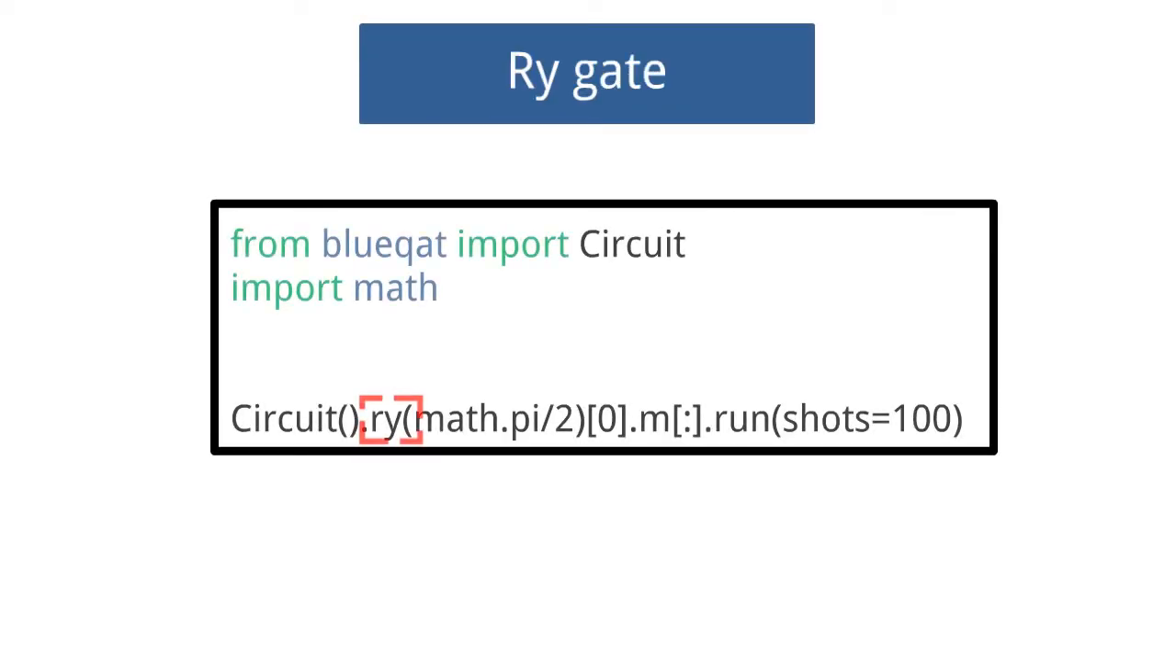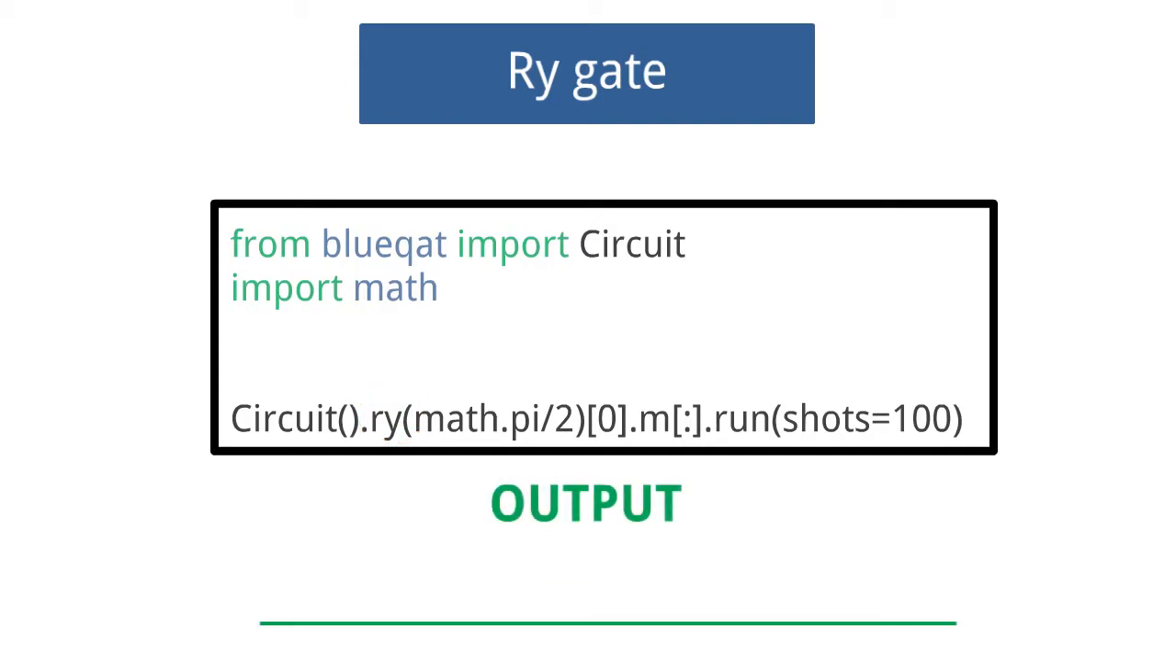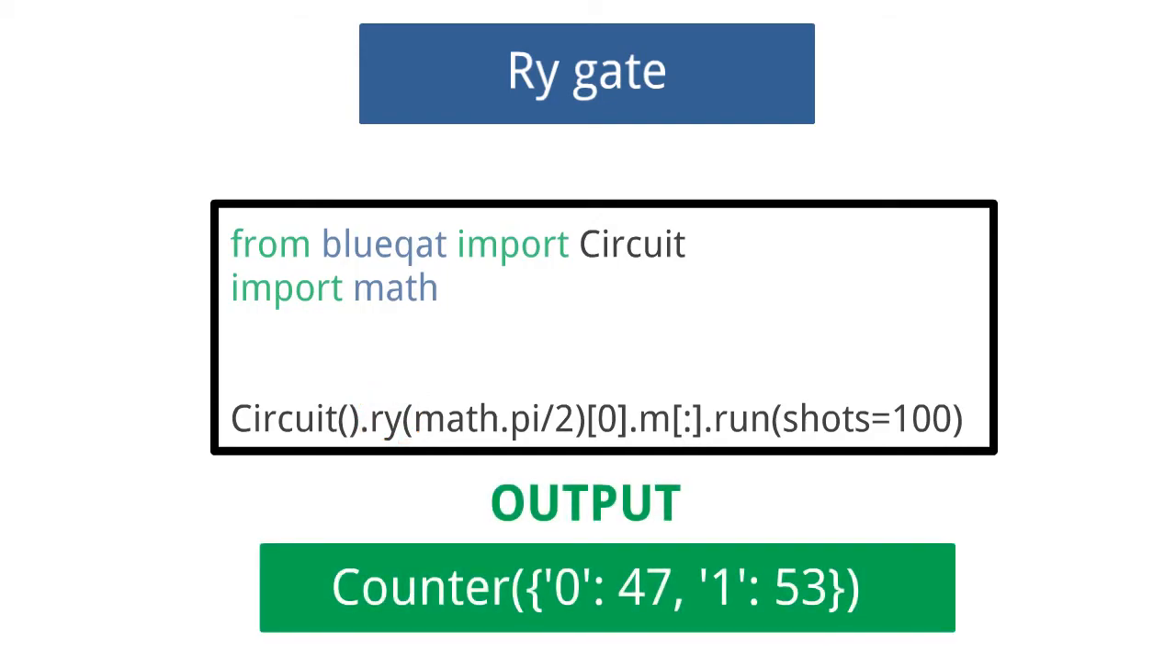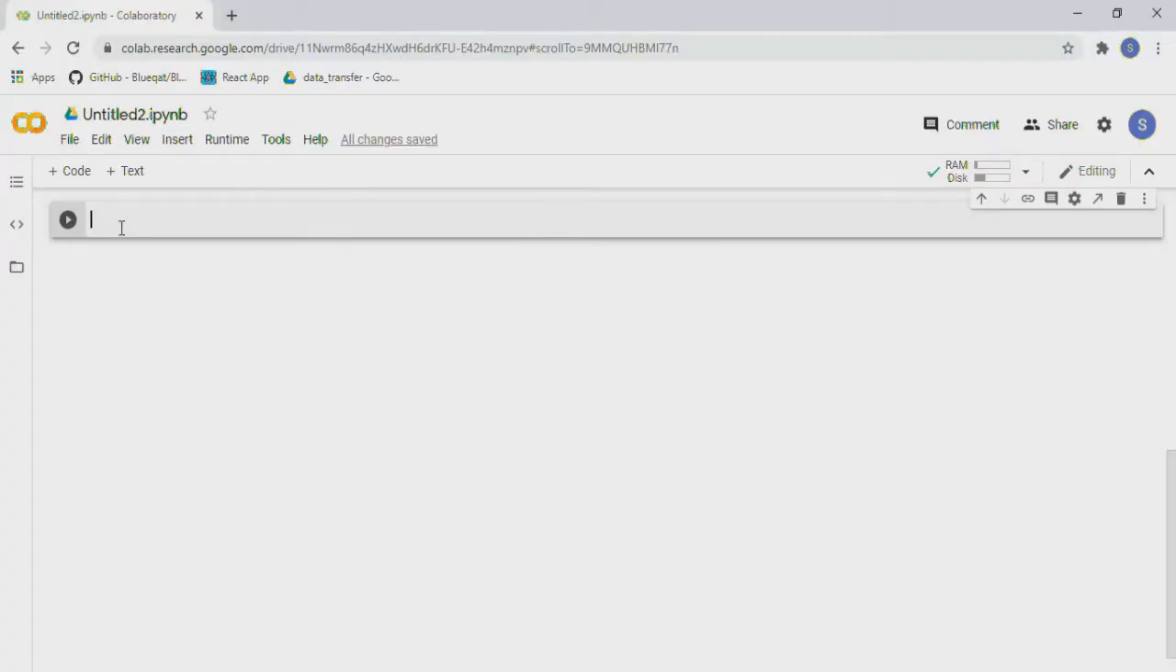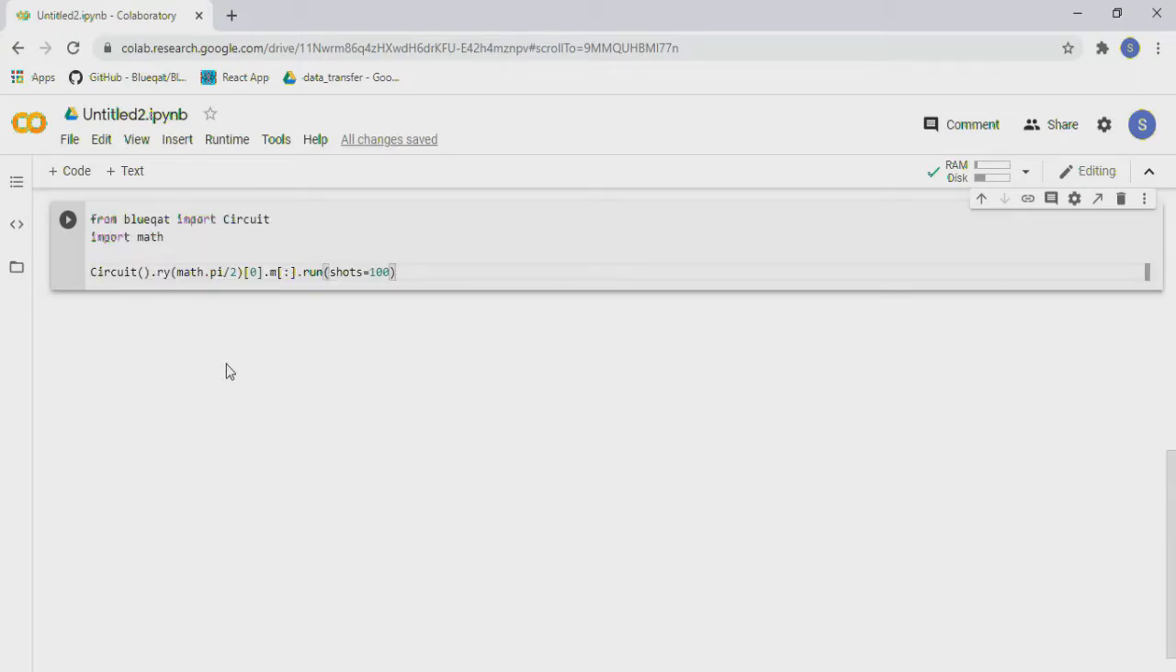Now about Ry gate. Here we use Ry gate, and if we run this code then we will get this as our output. Let us confirm this in Google Colab. Type the code that was shown earlier and click the play button to get the output.